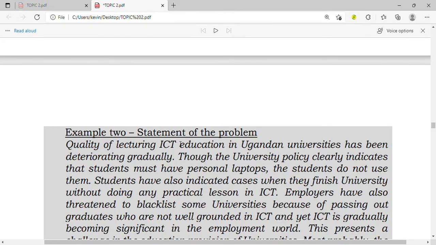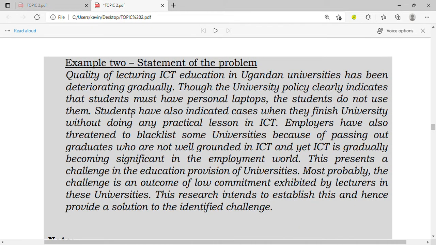Example 2 of how we can state the problem. Quality of lecturing ICT education in universities has been deteriorating gradually, though the university policy clearly indicates that students must have personal laptops, that students do not use them. Students have indicated cases when they finish university without doing any practical lesson in ICT. Employers have threatened to blacklist some universities because of passing out graduates who are not well grounded in ICT, and yet ICT is gradually becoming significant in employment world.